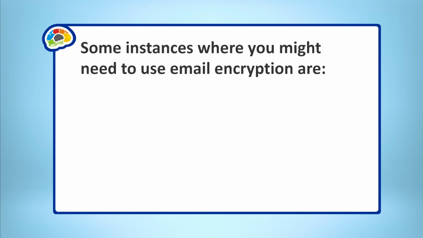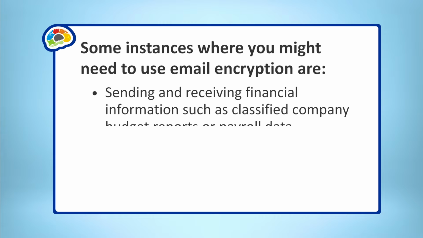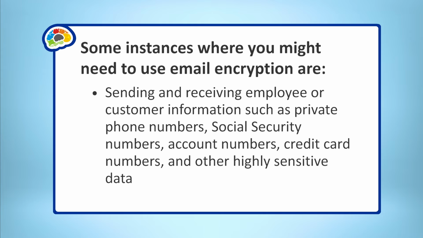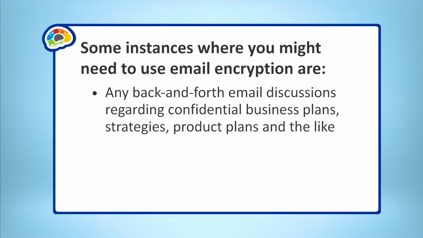Many industries require their employees to use encryption when sending and receiving sensitive data. In some cases, it's required by law. Some instances where you might need to use email encryption are sending and receiving financial information, such as classified company budget reports or payroll data, sending and receiving confidential company legal documents, sending and receiving employee or customer information, such as private phone numbers, social security numbers, account numbers, credit card numbers, and other highly sensitive data. Any back and forth email discussions regarding confidential business plans, strategies, product plans, and the like.